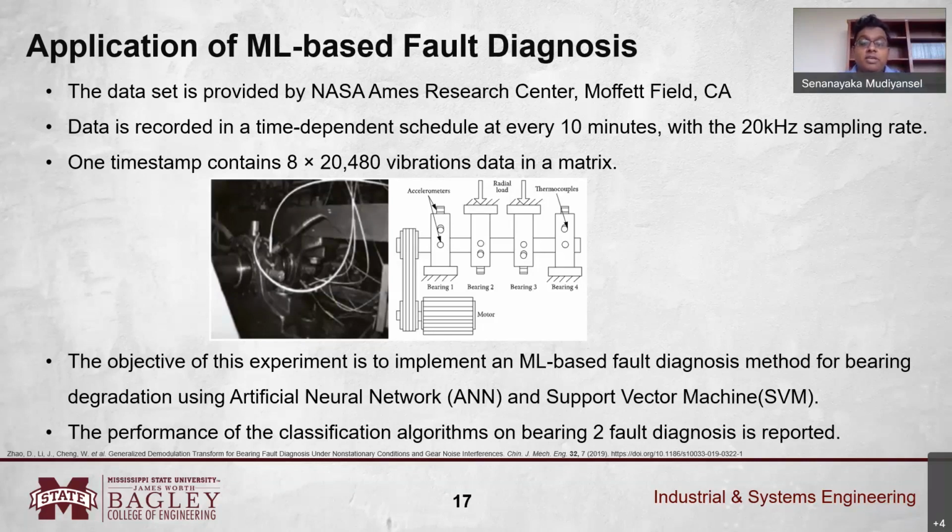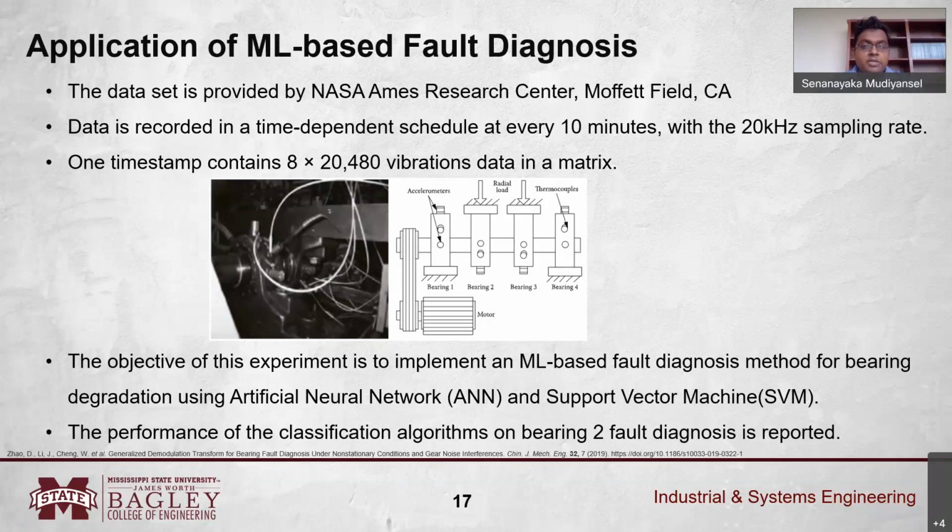What does that mean? In this schematic, you can see that there are four bearings. Each bearing has an accelerometer, and the accelerometer is used to detect these vibration signals. For each bearing, the accelerometer has been placed to find these vibration signals in the X and Y direction.